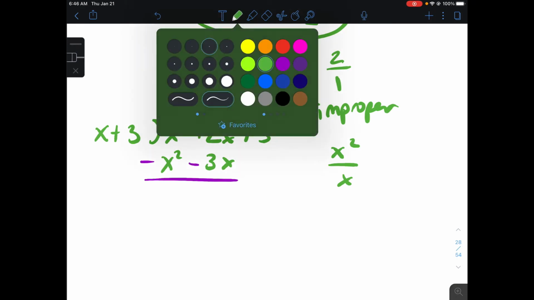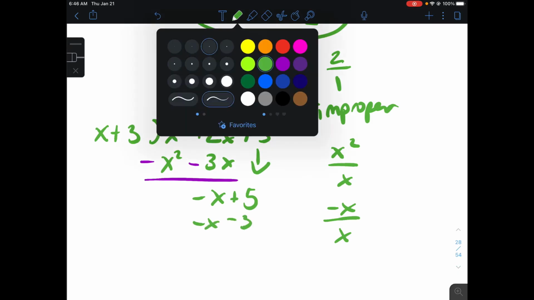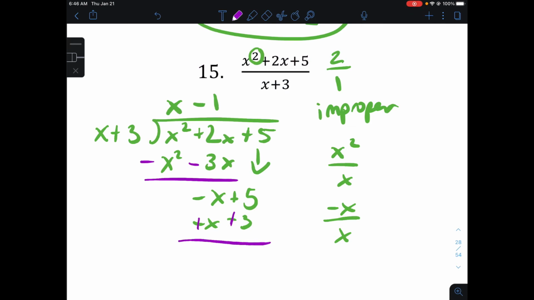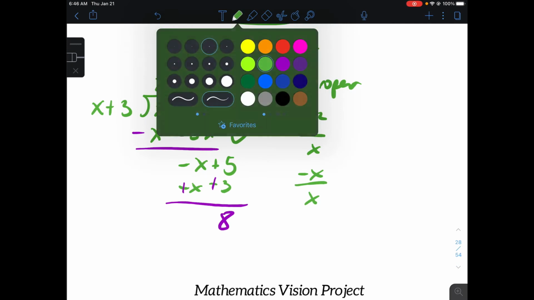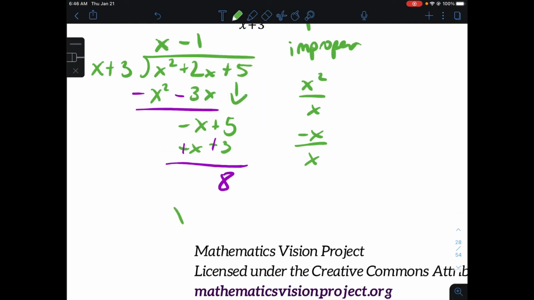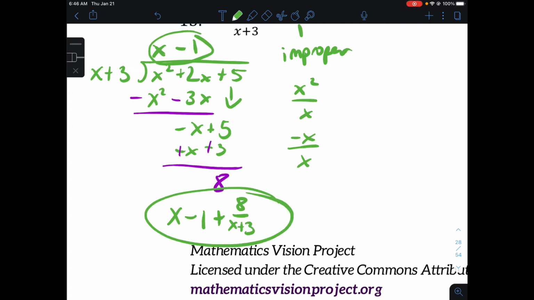It's going to give us negative x. Bring down our 5. Negative x divided by x gives us a minus 1. We multiply, we get negative x minus 3. Change our signs. Those cancel. And we get 8 as our remainder. So our final answer here is going to be x minus 1, which I got from up here, plus our remainder over x plus 3. All right.